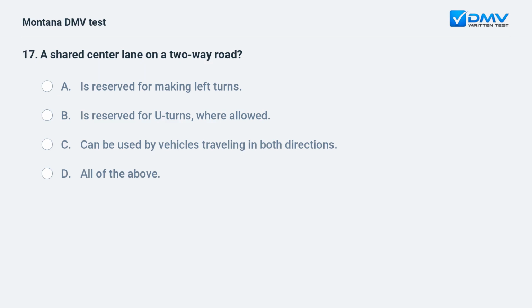A shared center lane on a two-way road: A. Is reserved for making left turns. B. Is reserved for U-turns, where allowed. C. Can be used by vehicles traveling in both directions. D. All of the above.